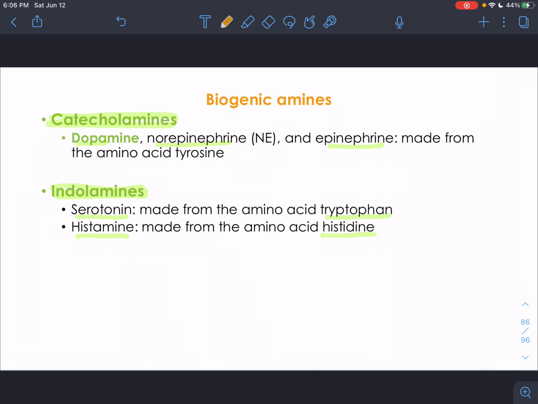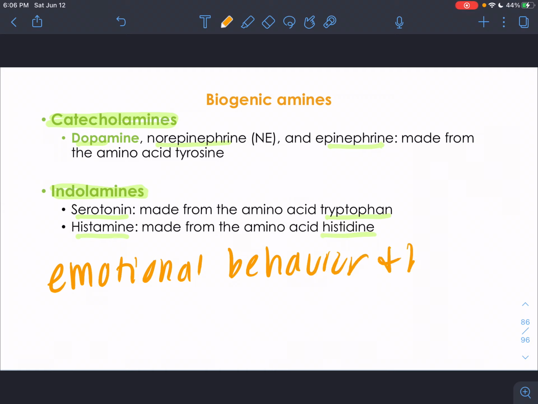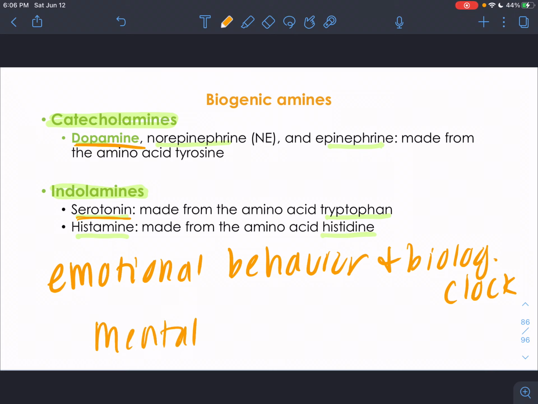The biogenic amines are used widely in the brain. These play a really big role in emotional behavior and our biological clock. A lot of imbalances with the neurotransmitters dopamine and serotonin play a big role in mental illness. Okay, so you'll see a lot of the drugs to treat depression are going to be targeting your serotonin neurotransmitters.